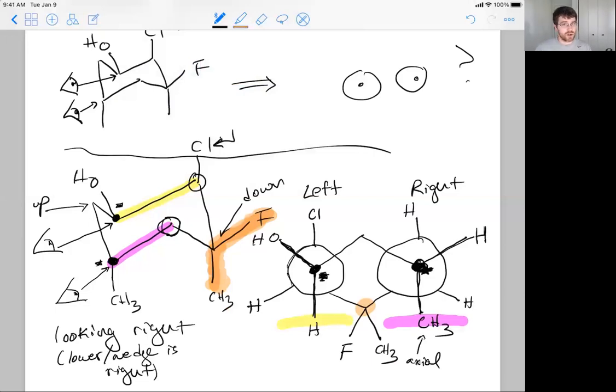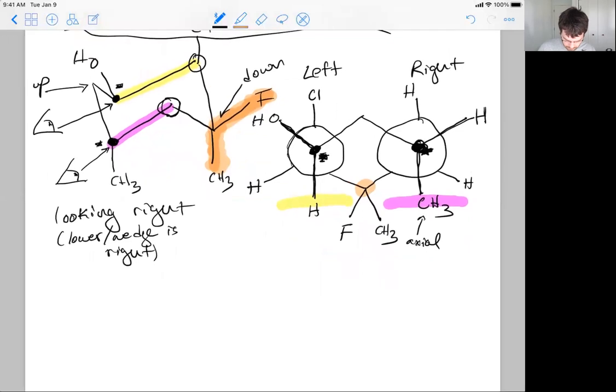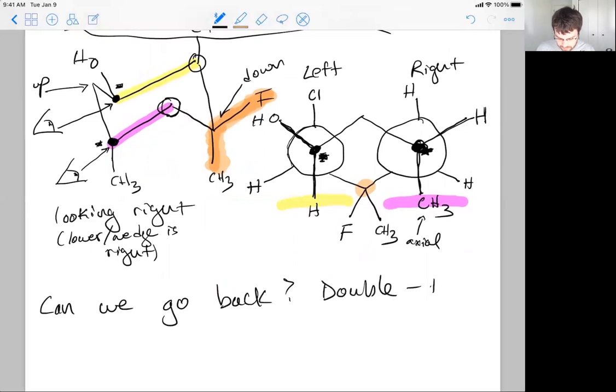So what we've done is we've drawn a really complicated double Newman projection from a fairly complicated chair structure. So we've gone from the chair structure to the double Newman projection. And then maybe an interesting question is to ask, can we go back? Can we go back, that is, from double Newman to chair? The answer is sort of. It's not really that productive.